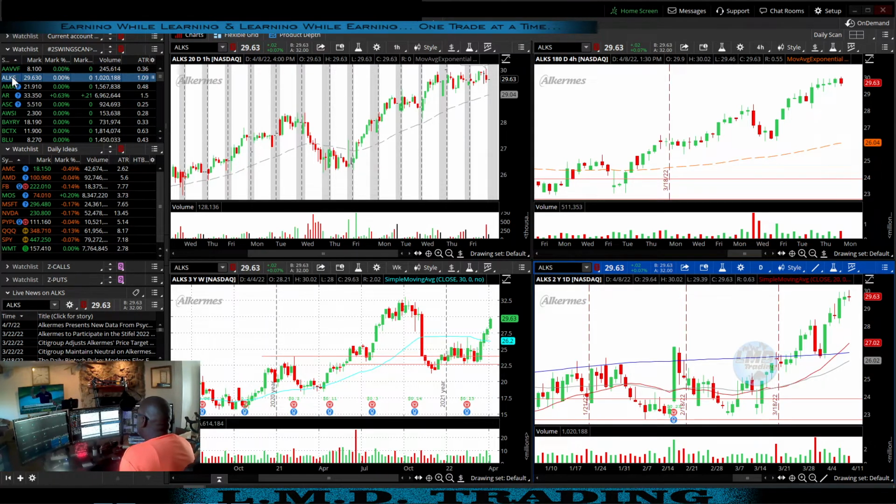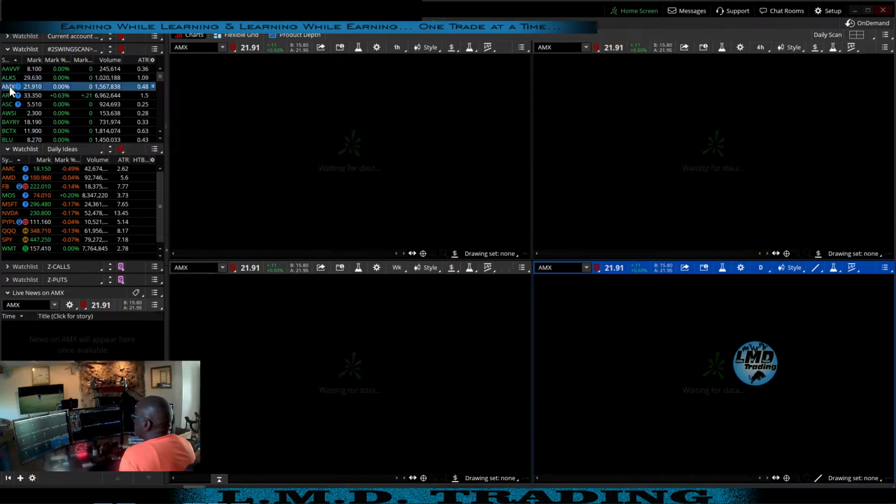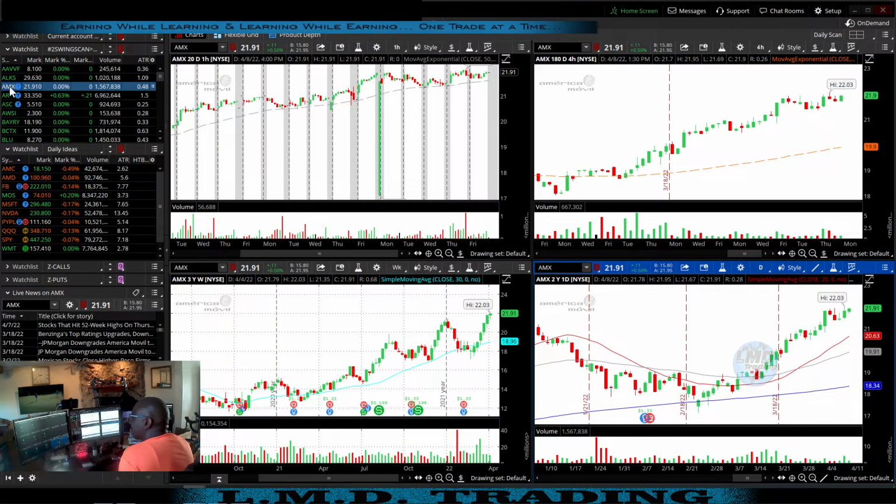This one here is in an uptrend, but we see that it dipped down on the weekly chart and it's grinding its way back up. So we know once it gets to about here, that's still a good $3 worth of room, that it may run into a little resistance there. Look at AMX. AMX is looking good. It's in an uptrend.